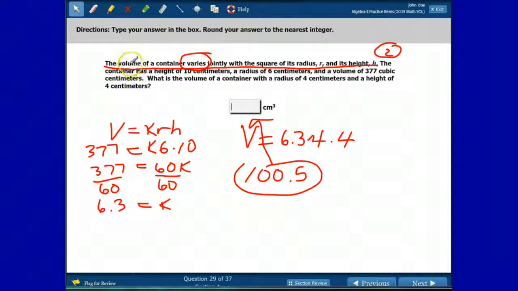So there's kind of a step process. The first one's always giving you the formula. The second one will give you enough numbers to find K, and then the third one uses K and gives you 2 out of 3 of the numbers, or always leaves you 1. You can tell in the question which one they're not going to give you. In this case, they didn't give you V.